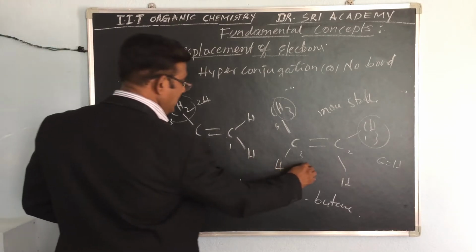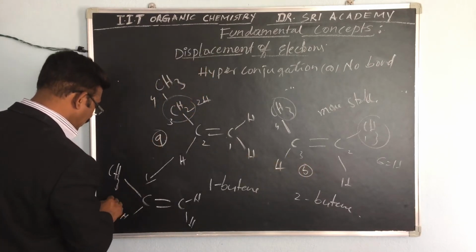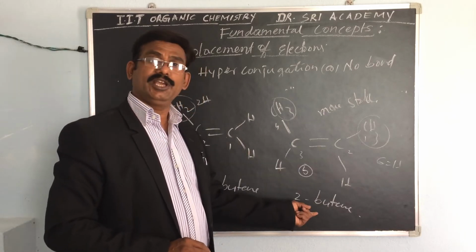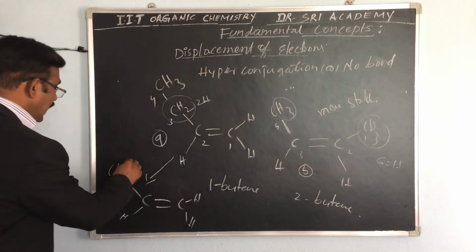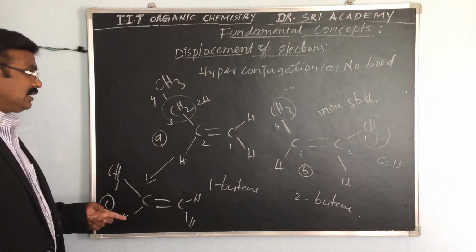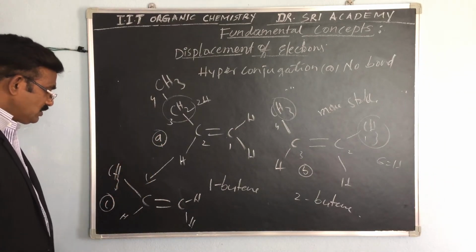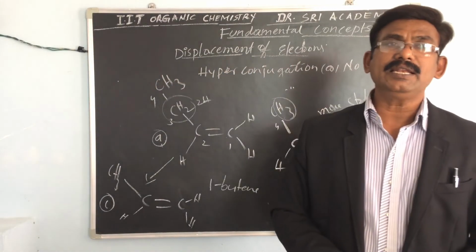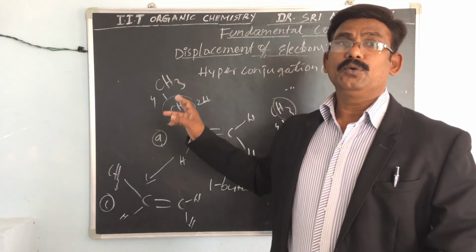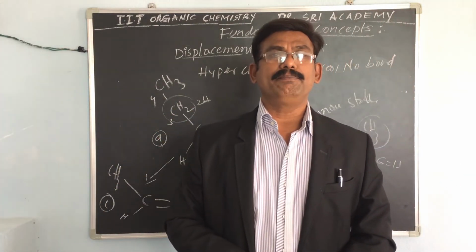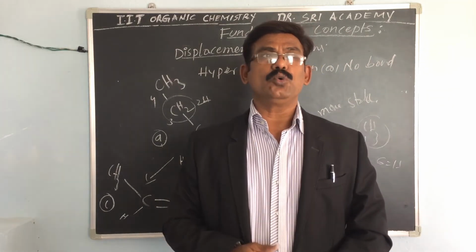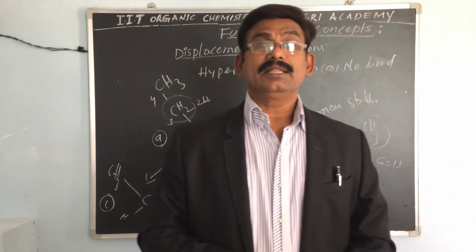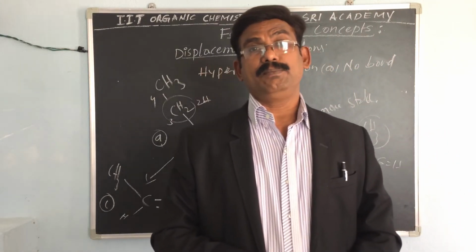A, this is B, this is C compound. Compared between A and B, butene is the more stable. And compared to A and C, among these two, which one is more stable? A and C mean propane and butene. Among these two, the 1-butene and propane, which one is more stable?